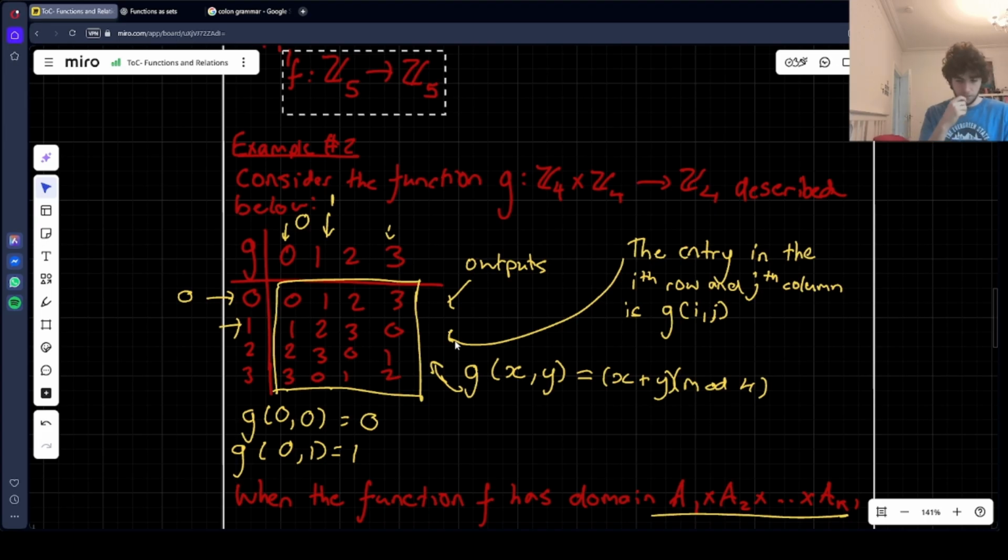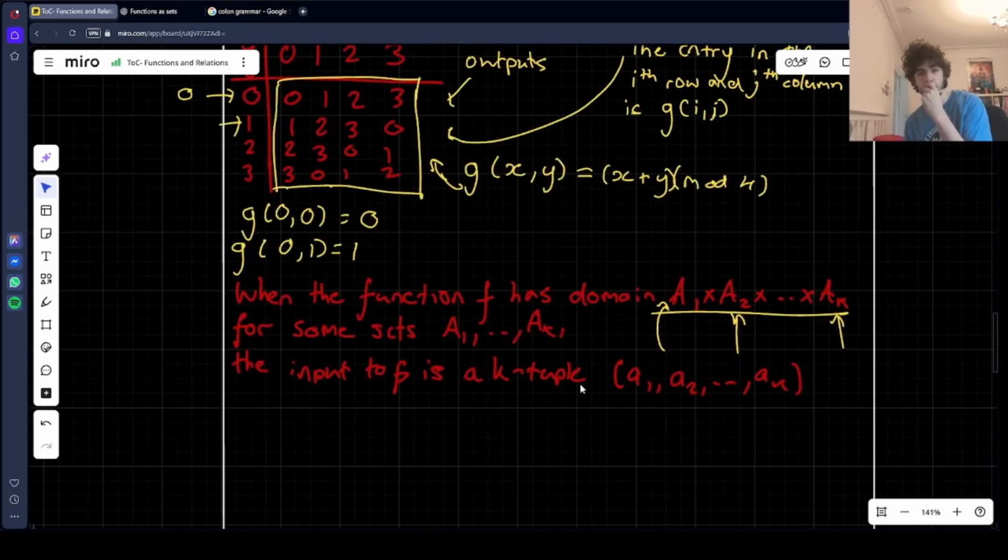But whenever the function f has this domain, it's a k-tuple whose first element is from A1, second element is from A2, and so on, kth element is from Ak. Remember, A1 through to Ak are all sets. The input to f is a k-tuple, so it's like a finite sequence with k things inside it, from last time. It's going to be of this form: a1 all the way through to ak.